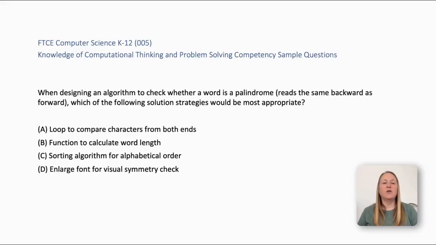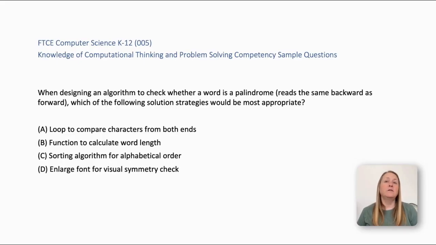When designing an algorithm to check whether a word is a palindrome, reads the same backwards or forwards, which of the following solution strategies would be most appropriate? A. Loop to compare characters from both ends. B. Function to calculate word length. C. Sorting algorithm for alphabetical order. Or D. Enlarge font for visual symmetry check.